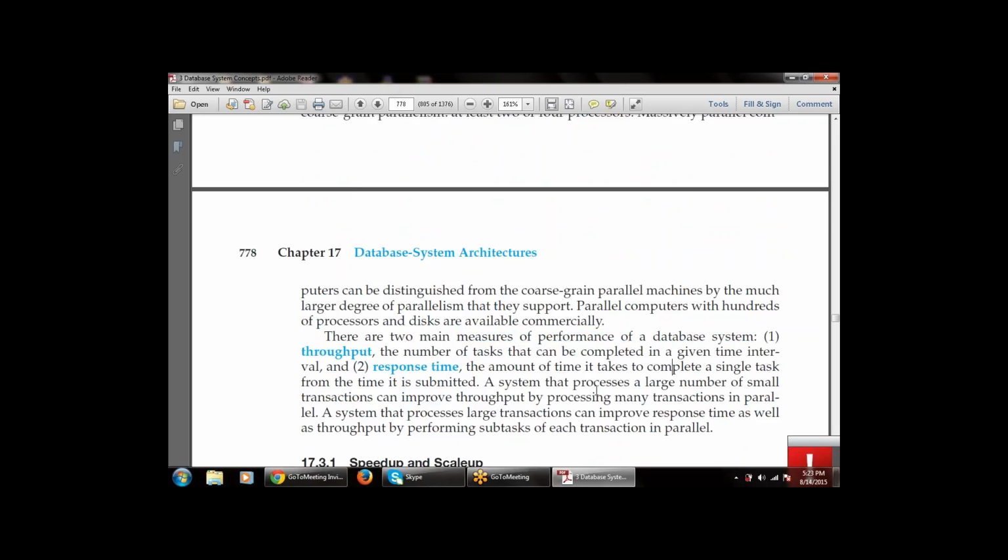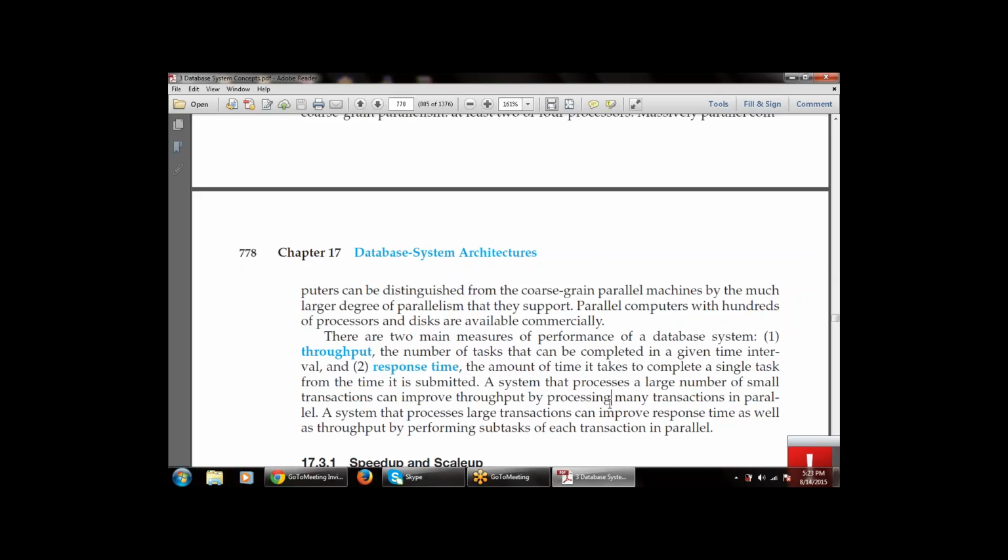There are two measures of performance of a database system: throughput and response time. Throughput is the number of tasks that can be completed in a given time period. Response time is the amount of time it takes to complete a single task from the time it is submitted.